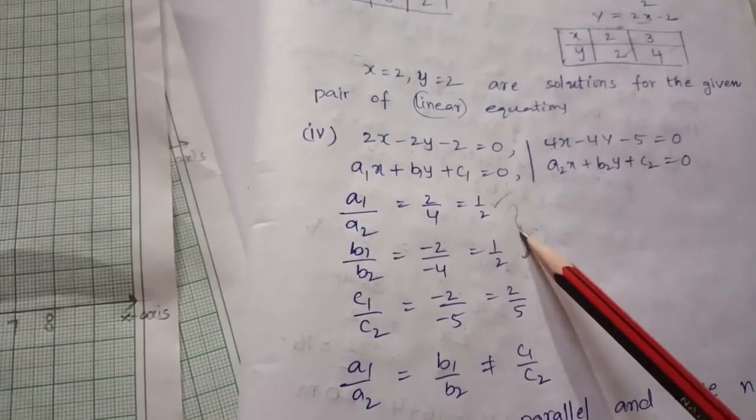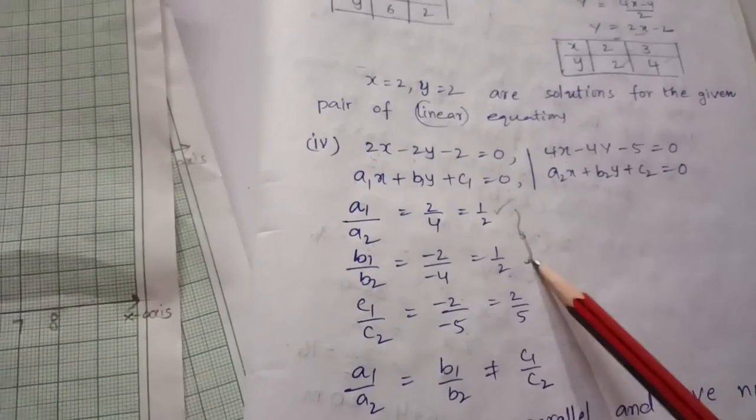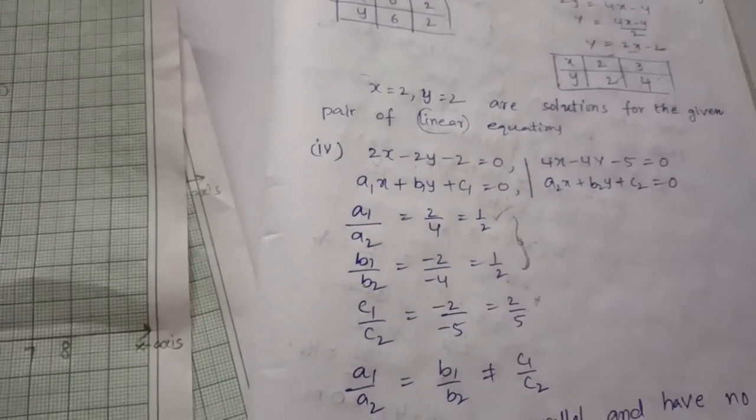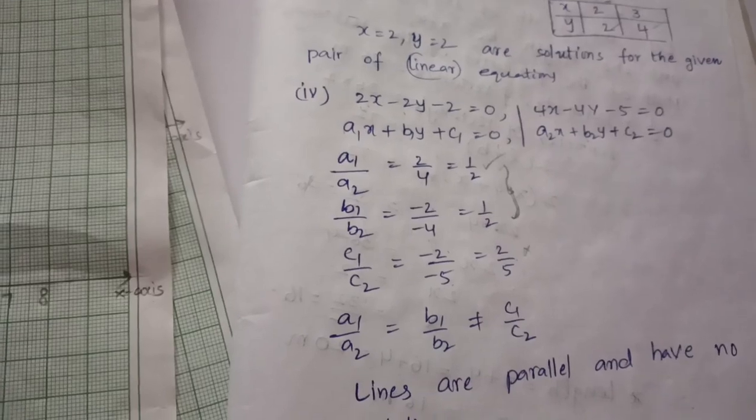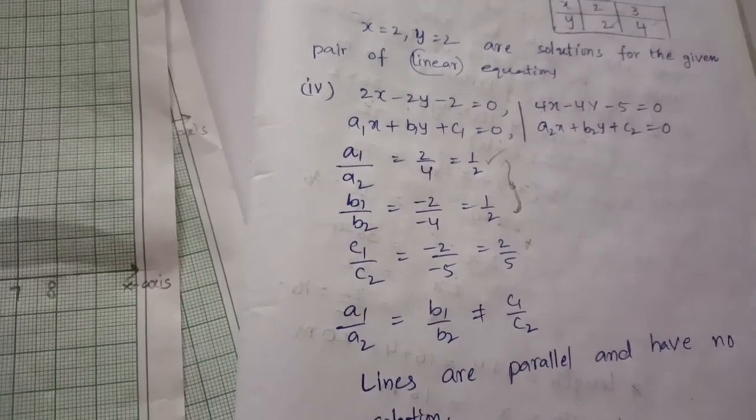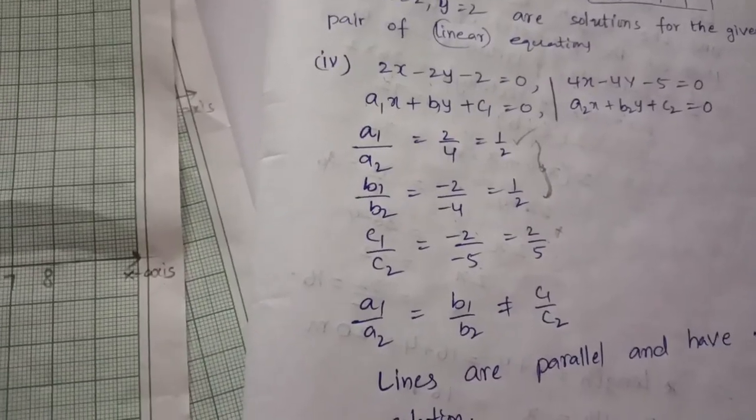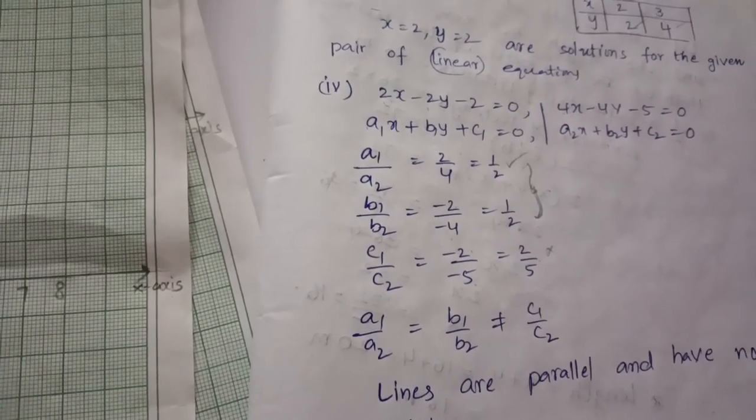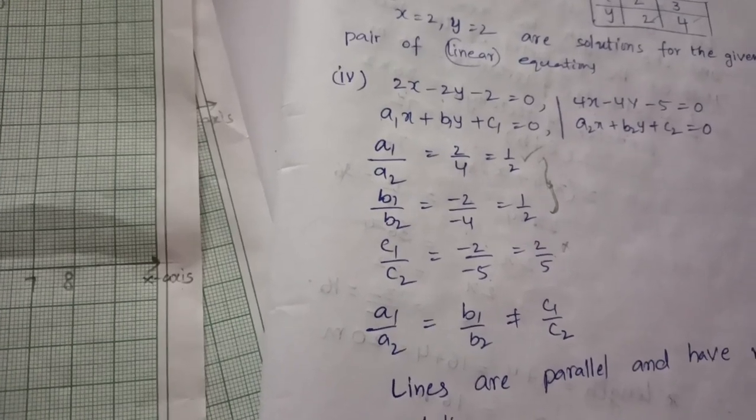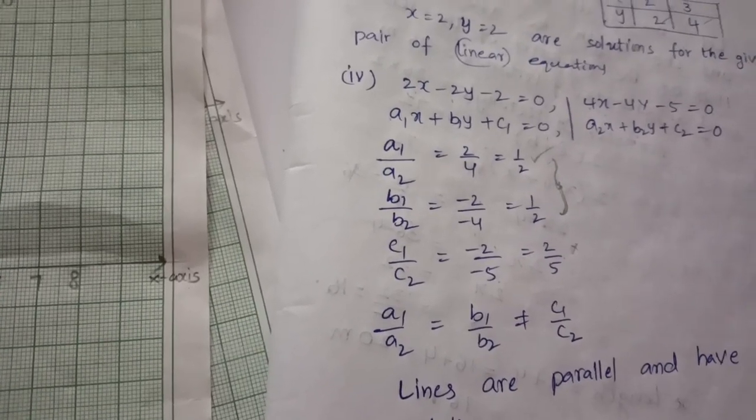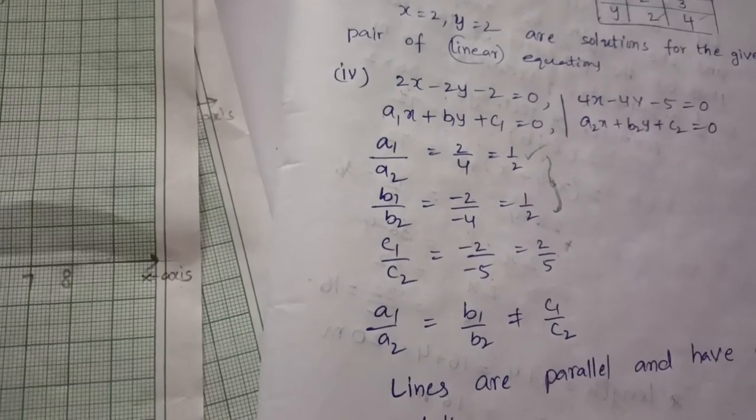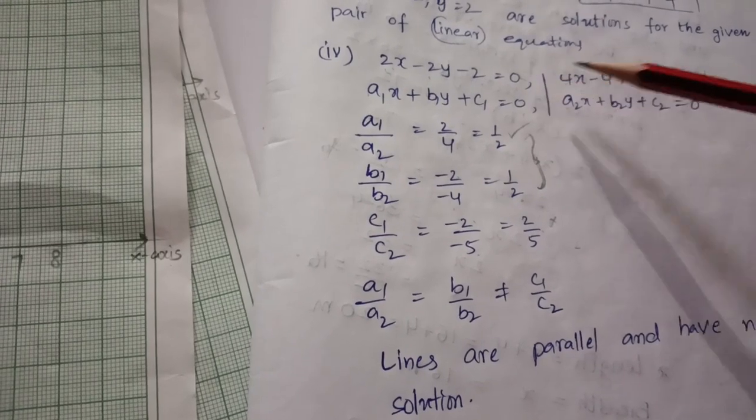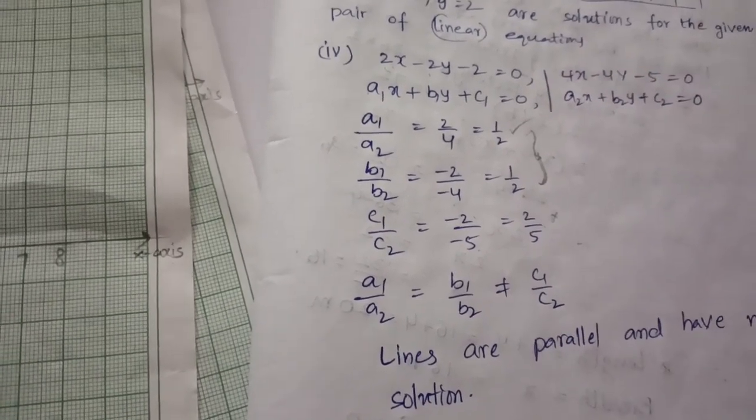Here a1 by a2 equals b1 by b2, which is not equal to c1 by c2. So these lines are parallel lines. These lines are inconsistent lines. Inconsistent lines have no solution. In the question it was asked, if the given lines are consistent lines, show graphically. But here we proved that these lines are inconsistent. Okay, thank you students.